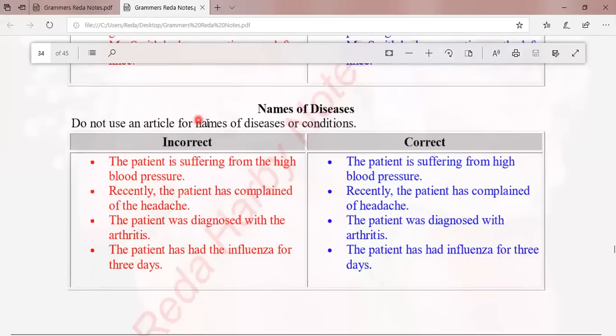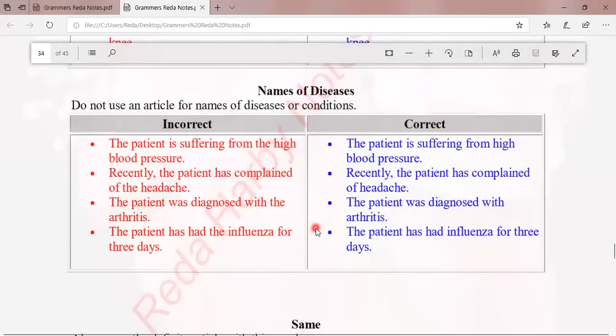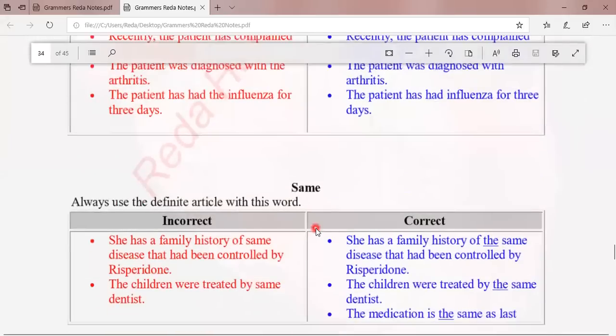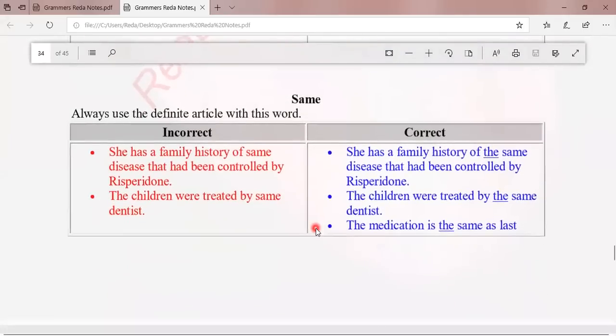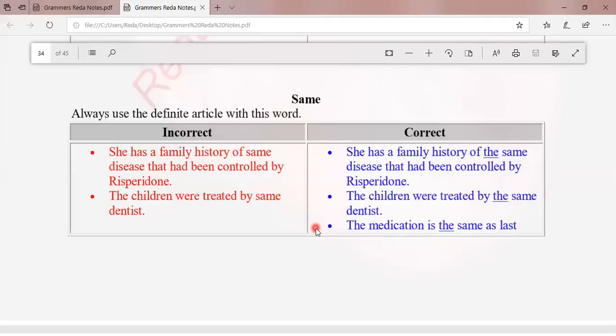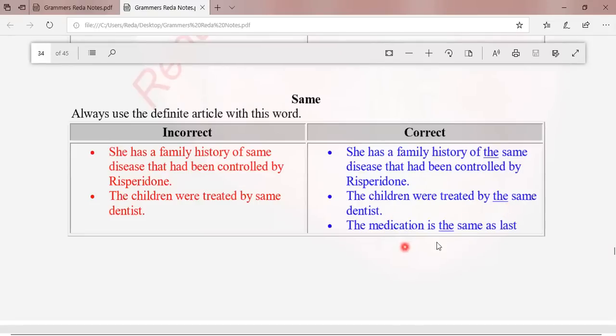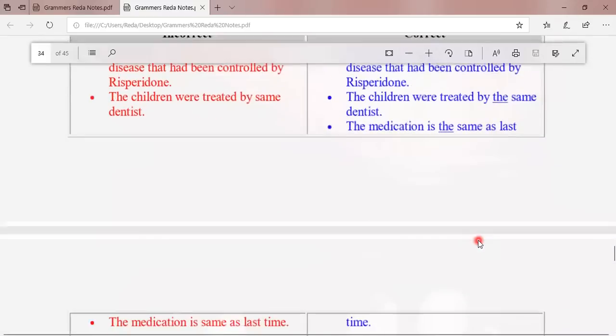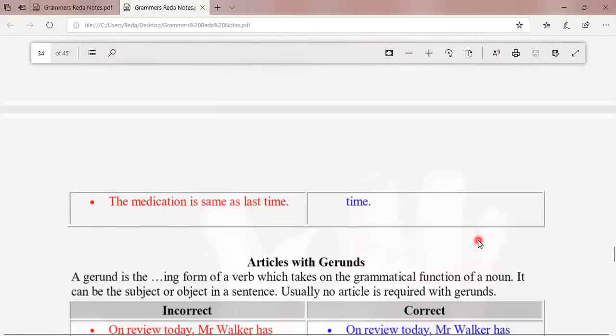Why? Because do not use an article for names of diseases or conditions like a blood pressure, a headache. Okay. She has a family history. She has a family history of the same disease. The same takes the. The children were treated by the same dentist. The medication is the same as the last one or as last time.